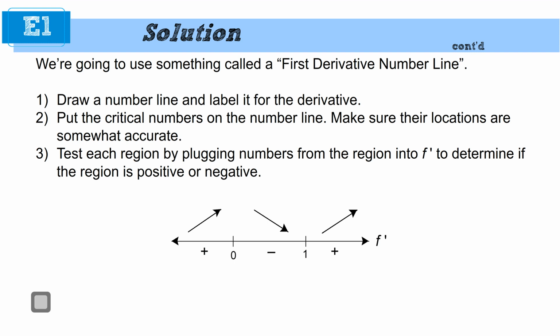Now what we're going to do is test regions. One of the reasons that we put f prime at the end of that number line is, number one, to identify it as a first derivative number line, but also to explain where I'm plugging numbers in. So we're literally going to plug and chug here. What's a good number to pick over here? -1 works just great. Could you do -1 billion? Yeah, it doesn't matter. What are we plugging that number into? We're plugging it into f prime. That's why it says f prime there.